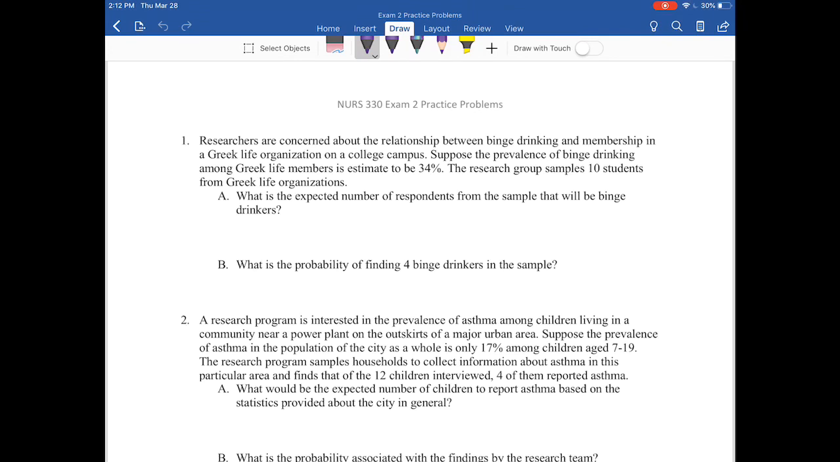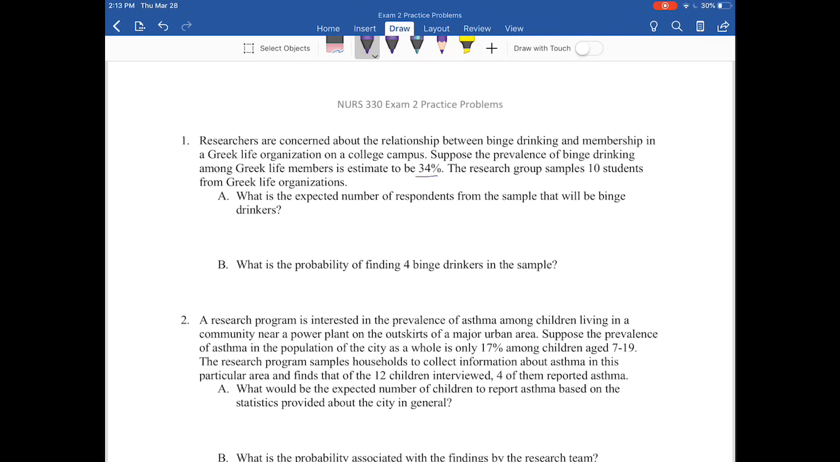So for our practice problems, the very first 3 questions here are going to be from chapter 6. So we're going to be talking about binomial distributions here. A couple ways we can test out binomial distributions to understand what we're doing. When we have a binomial distribution, remember, the bi part is for a success or failure. So the very first one, we're talking about Greek life organizations, and we're looking at binge drinking among Greek life members. And we're given a prevalence rate of 34%. So we know this is 0.34.